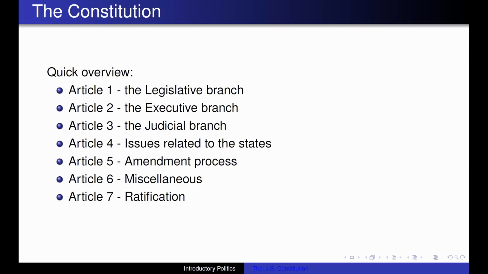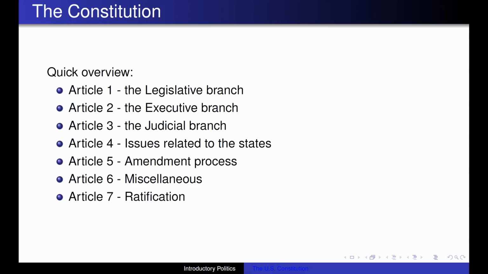This quick overview of the Constitution tells you essentially what is found in each article. There are 7 different articles of the US Constitution. The first 3 are generally considered the most important, the most fundamental parts of the Constitution, that set up the 3 different branches. Article 4 deals with certain issues concerning the relationship of states to other states, and states to the federal government. The 5th article contains the process to change this document.